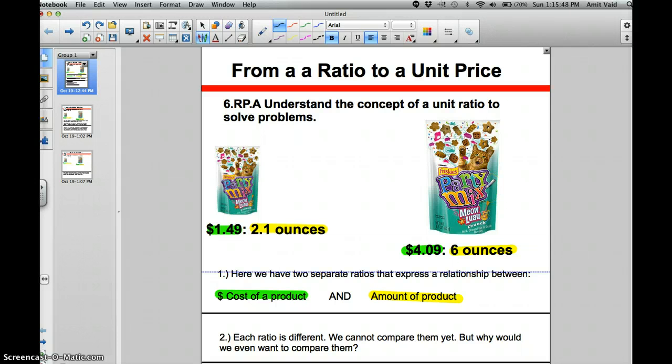With the product on the right, the ratio relationship expresses that for 6 ounces you paid $4.09, or for every $4.09 you spend, you get 6 ounces of cat treats. Each ratio is different. We cannot compare them yet, but why would we even want to compare them? Think about that.